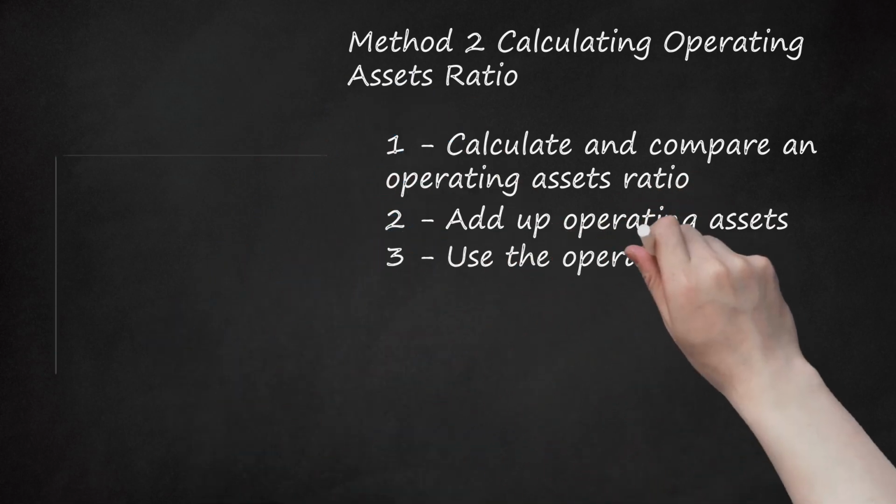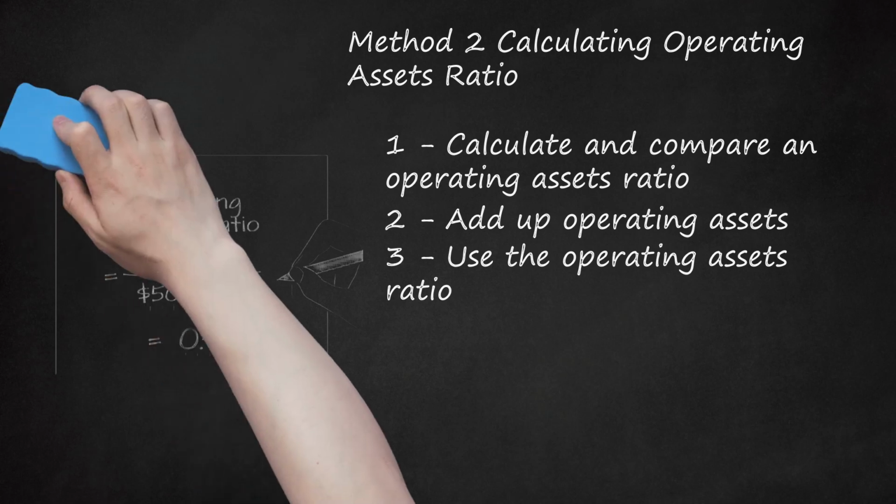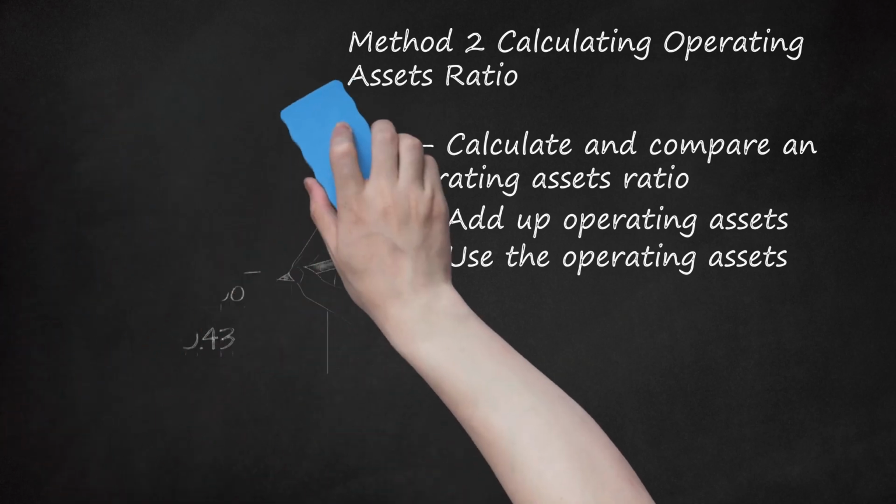3. Use the operating assets ratio. Divide $215,000 by $500,000 equals 0.43 operating assets ratio. Compare this to the ratio of competitors that you can find on their balance sheet published on their website. The lower the ratio, the better. This example identifies $285,000 of non-revenue generating assets that could be reduced or eliminated and converted into cash. Obsolete inventory and non-production equipment could be sold and overdue accounts receivable could be written off.